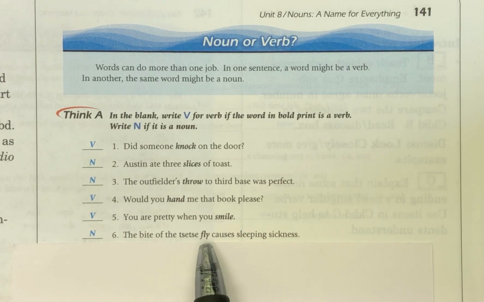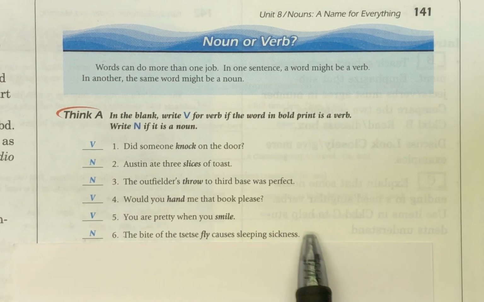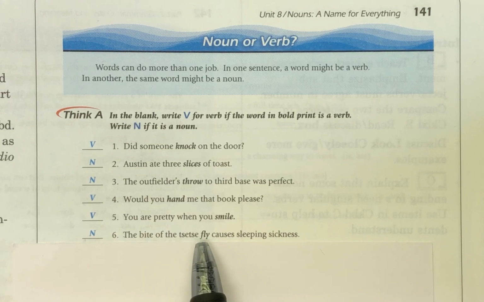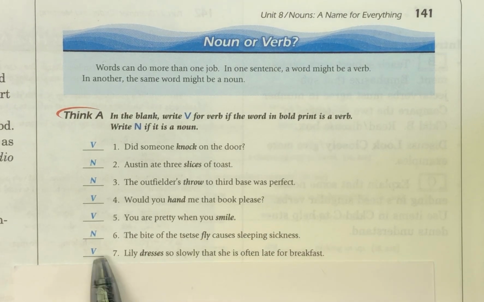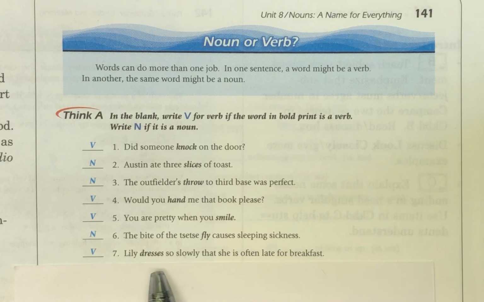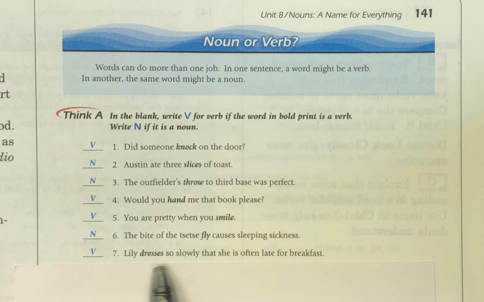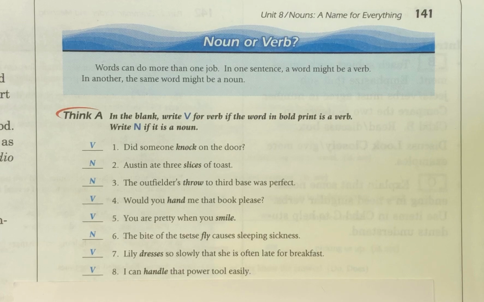The bite of the tsetse fly causes sleeping sickness. So here we have another form of a noun. This is talking about a fly. Number 7, Lily dresses so slowly that she is often late for breakfast. Dresses here is not talking about Lily's dress, it's talking about the action verb dresses. So it's being used as a verb.